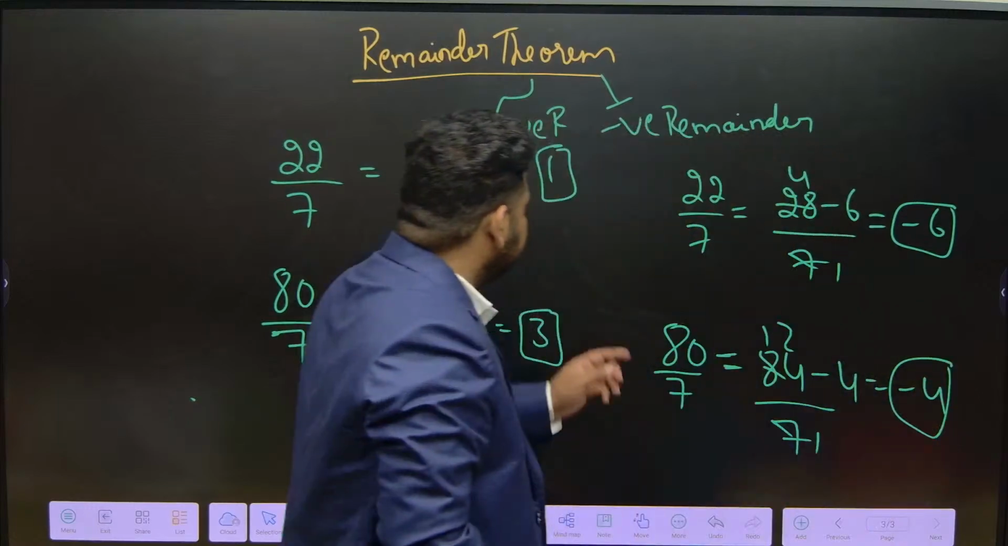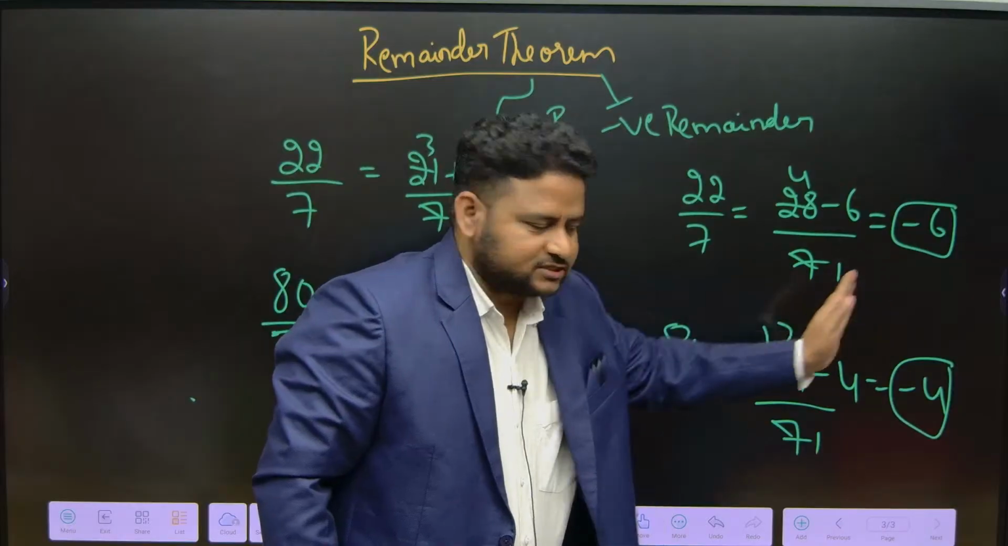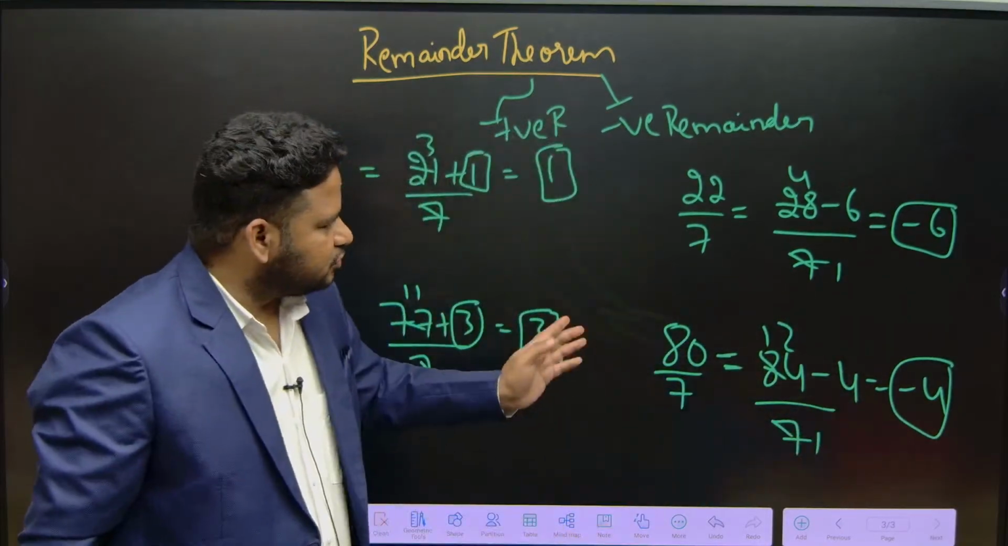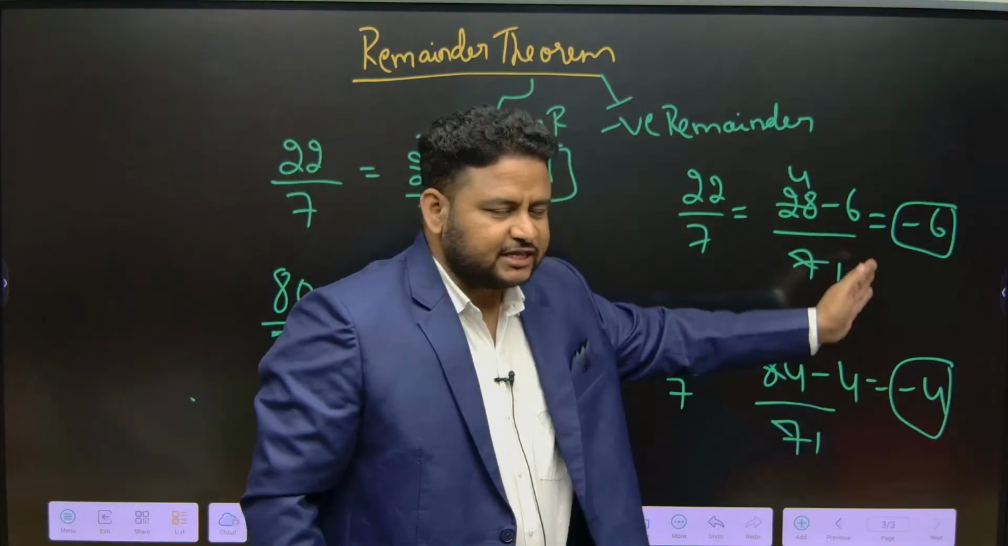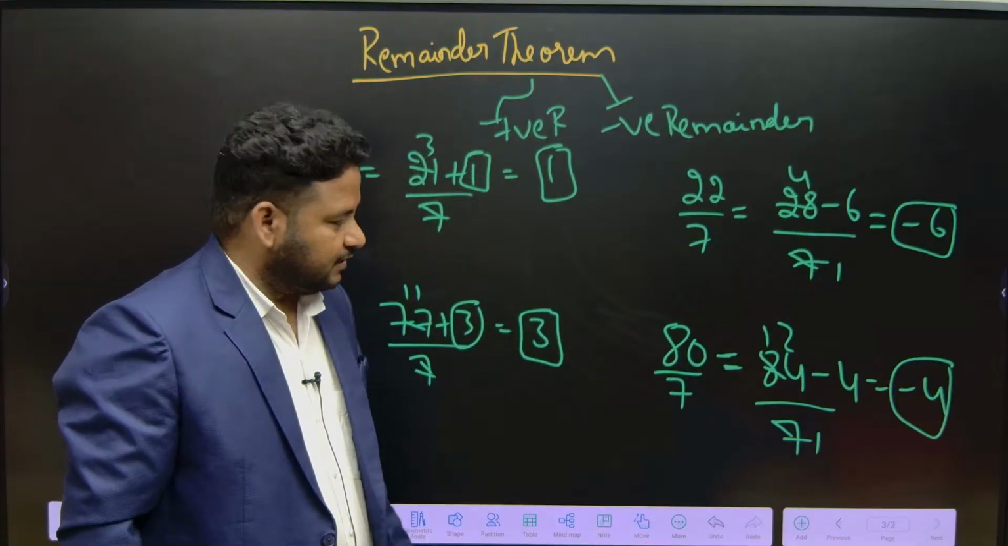So understood? Here the remainder is 1 and the remainder is also minus 6. Here the remainder is 3 and the remainder is also minus 4. So this minus 6 and minus 4 are negative remainders. And this is a positive remainder.